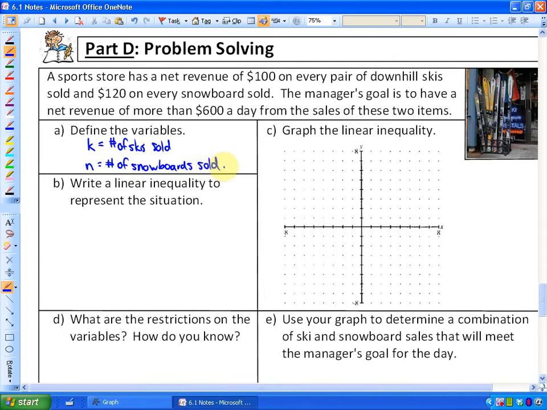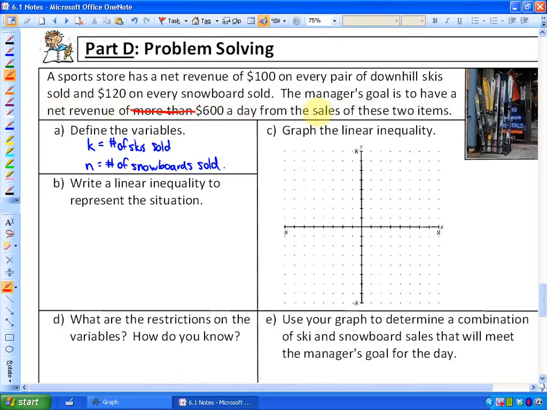I'm actually going to skip straight to the graph and show you an alternative method of doing this if you don't know how to come up with the linear inequality, and then we'll look at the linear inequality. One method of coming up with the boundary line is if we take the manager's goal but take out any of the inequality language, or the more than, less than, greater than, all that type of language. So if I wanted to know the boundary line, if I took this more than out, we're going to put it back in a second, but that's going to help me come up with the boundary. So let's pretend that the manager's goal is to have a net revenue of $600 a day.